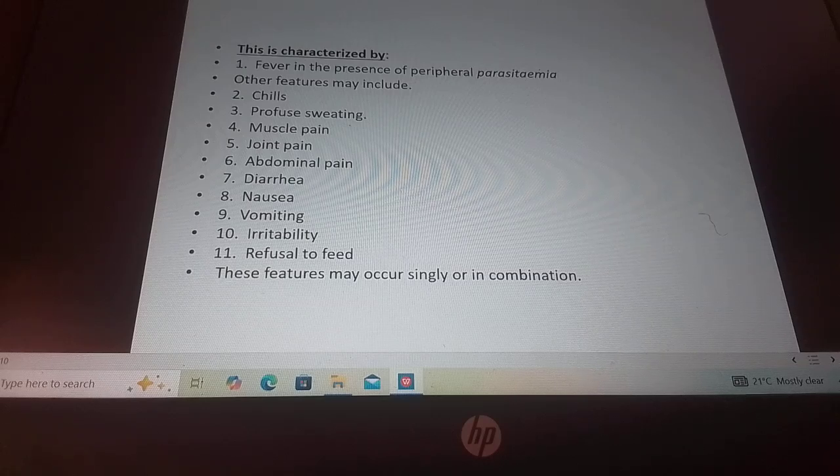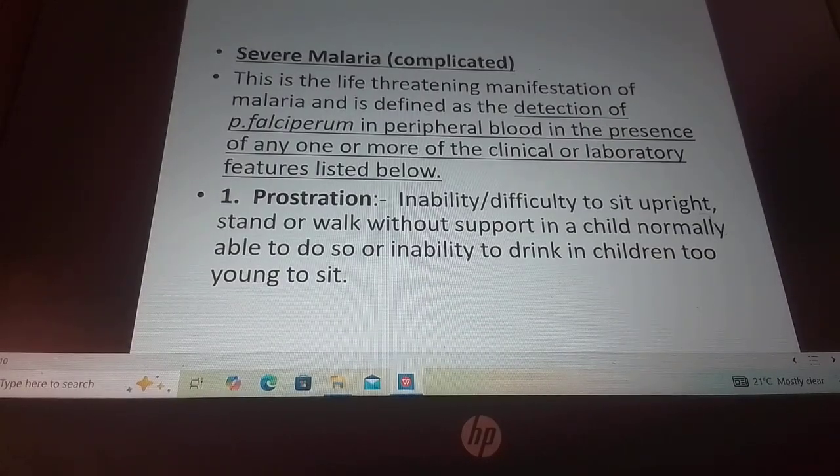That is all you need to know about uncomplicated malaria in the clinical presentation. And we also have severe malaria, or the complicated malaria. This is the life-threatening manifestation of malaria, and is defined as the detection of Plasmodium falciparum in peripheral blood in the presence of any of these clinical or lab features as listed below. I hope you can see. The first one is prostration, and this we are saying is the inability or difficulty to sit upright, and also difficulty to stand or walk without support, in a child able to do so, or the inability to drink in children who are too young to sit. That one, we term as severe malaria.